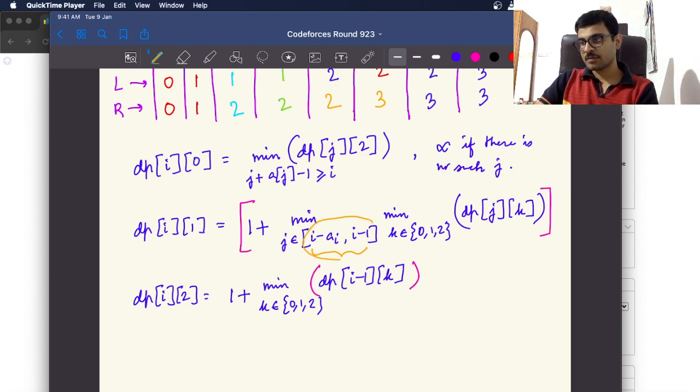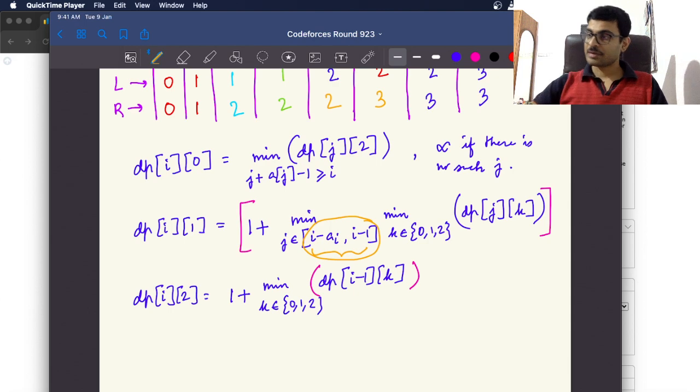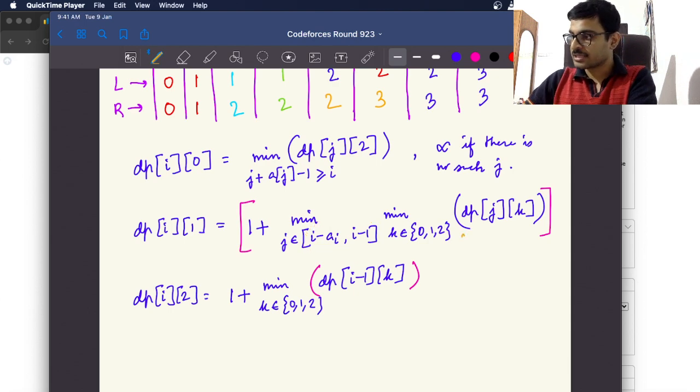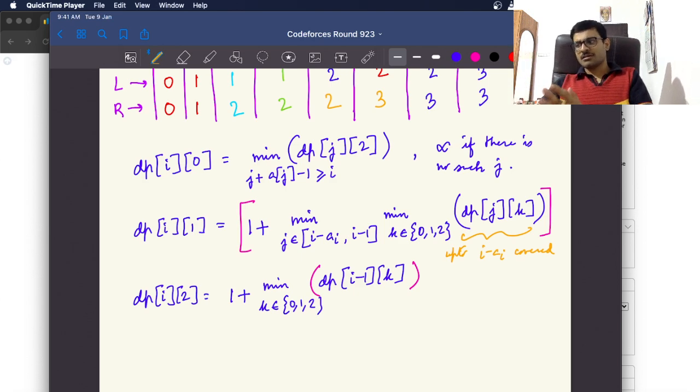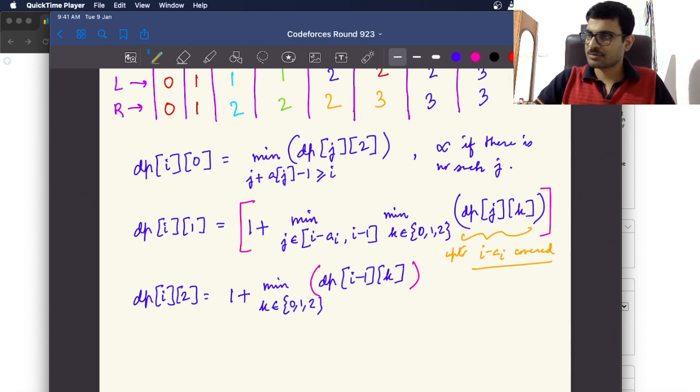Any element over here, dp of anything over here and any state after that, basically means up to i minus ai definitely things are covered. So I'm taking all these states. All of these states for this j falling over here basically means that up to i minus ai is already covered. So after that, how much is not covered, I'm already taking care of that. But if something more is covered by that, I don't care. Up to i minus ai is covered, that is the guarantee. So I'm taking this entire range and also all these states.